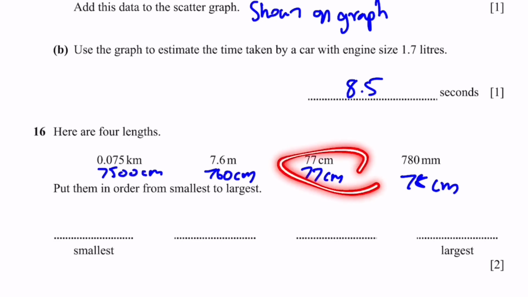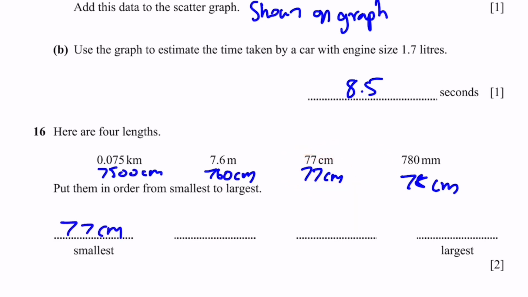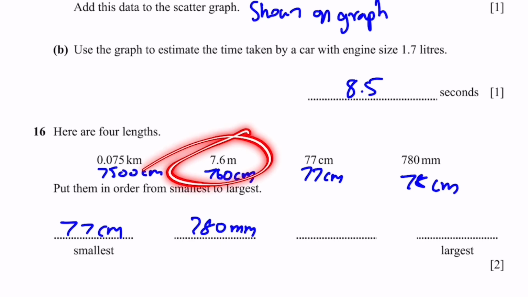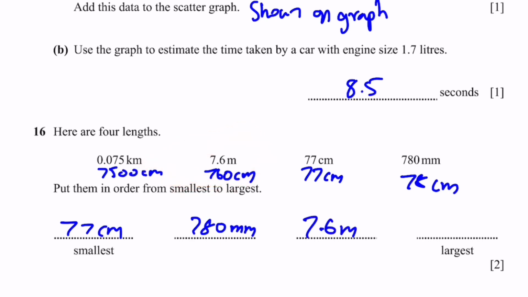Smallest is 77 centimeters, so you can write that. Then is 780 millimeters. Then is 7.6 meters. Finally, 0.075 kilometers.